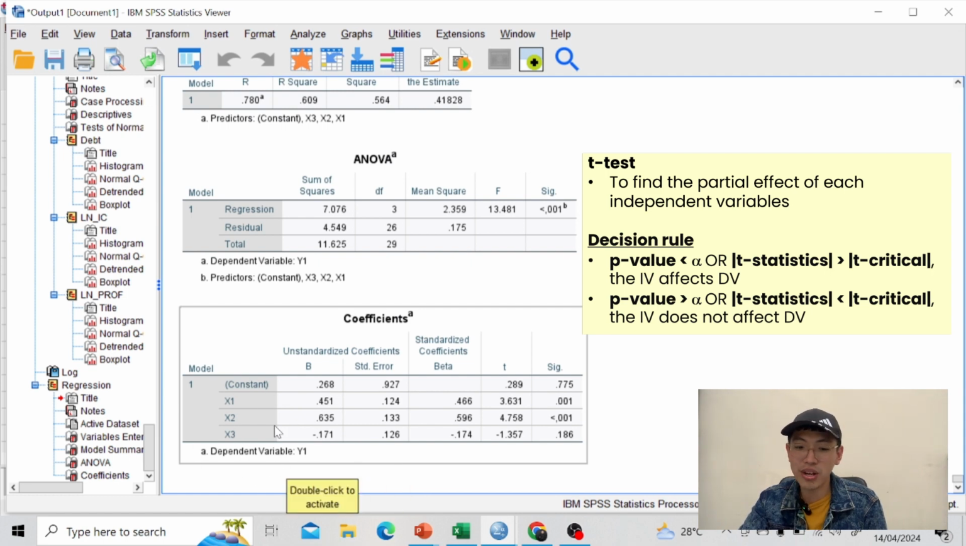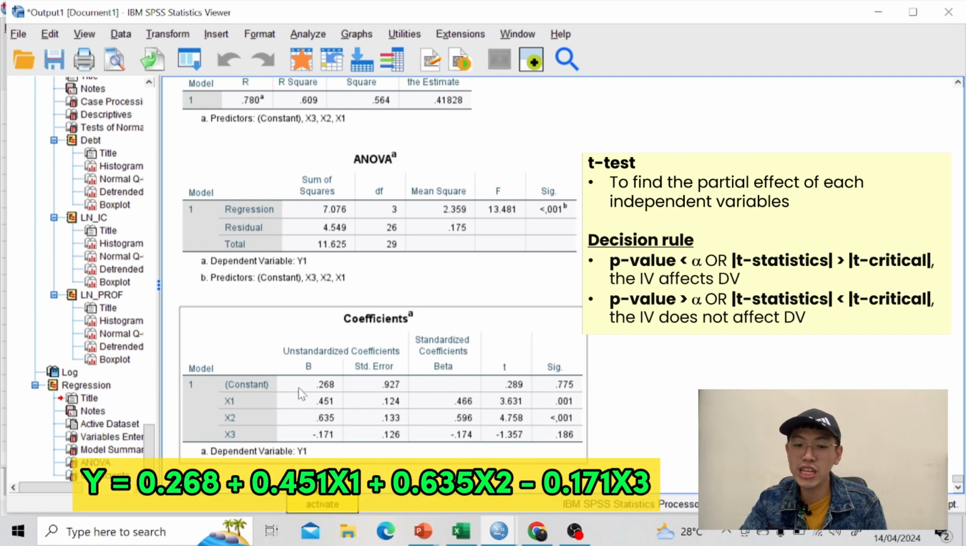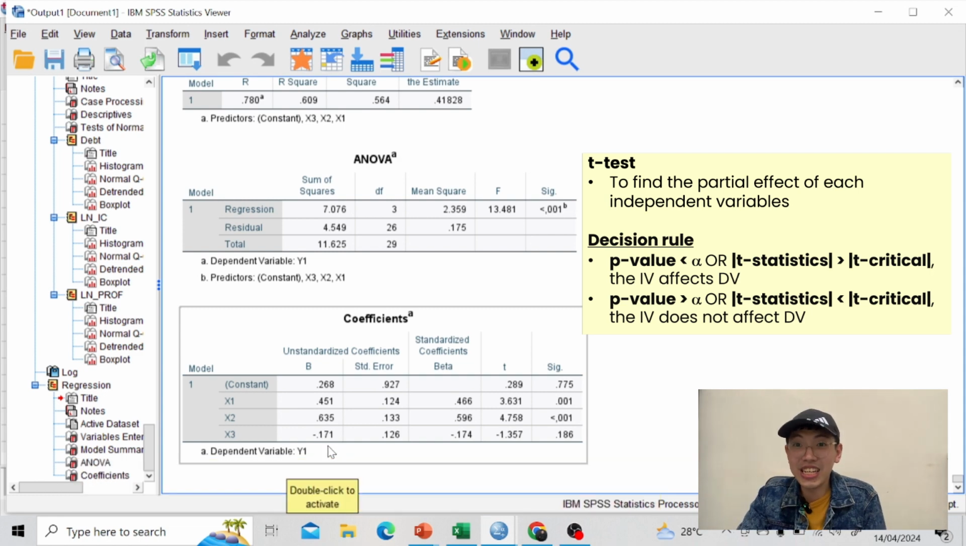The regression equation will be y equals to 0.268 plus 0.451x1 plus 0.635x2 minus 0.171x3. This is the regression equation. Besides knowing the regression equation, we want to know whether each x1, x2, and x3 affect dependent variable or not. How to know it? You can see it from the sig.